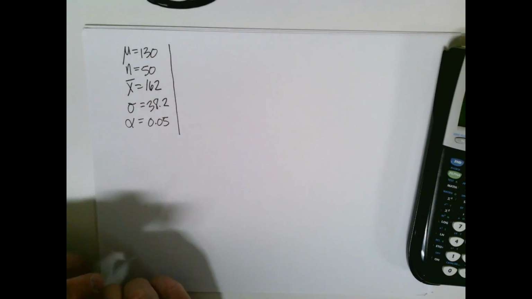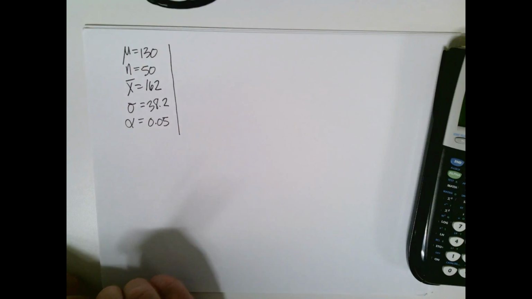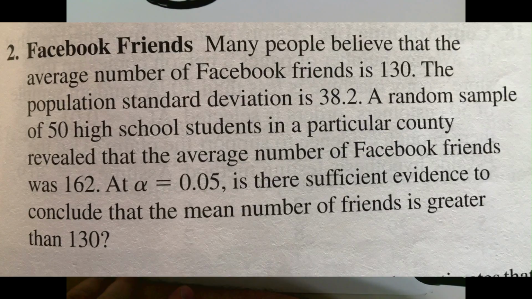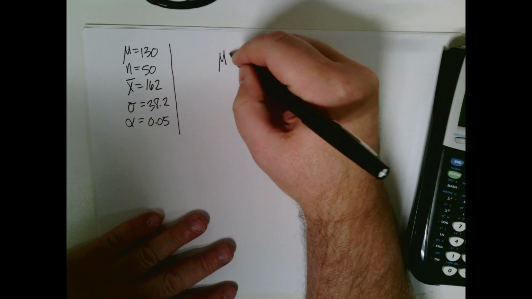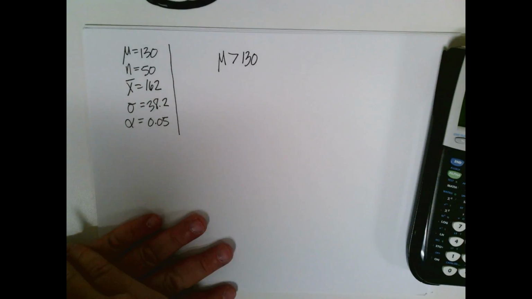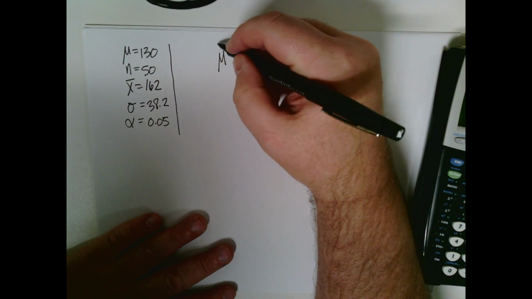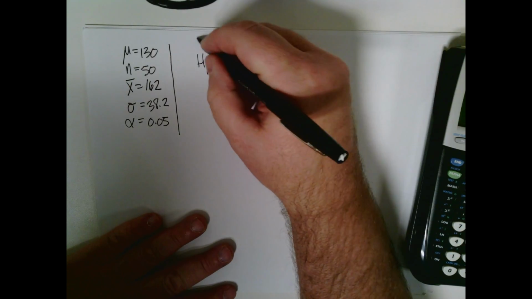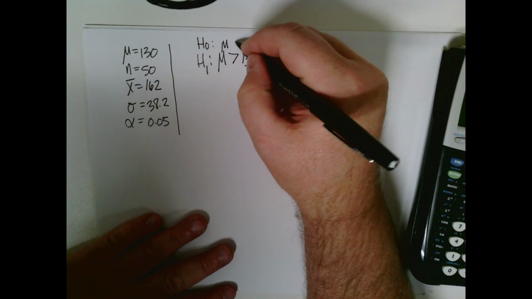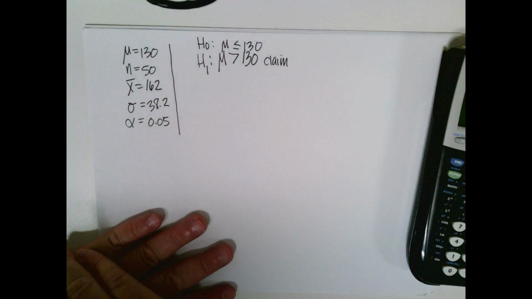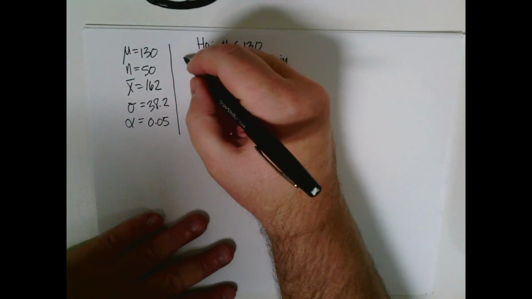So the first step is to identify the claim and label the null and alternate hypotheses. Let's identify the claim first. Is there sufficient evidence to conclude that the mean number of friends is greater than 130? Is the mean greater than 130? Because that contains no equality, we know that has to be the alternate. So the null hypothesis is the opposite, less than or equal to 130, and the alternate is our claim.